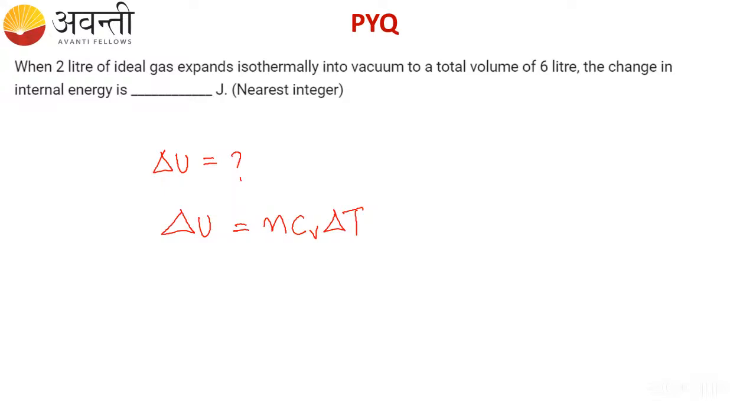We know the n value. But where is the n value? We don't know the n value, right? Rakshita, we don't know the value of n, no? Where is it given? We just have only the volume, right?